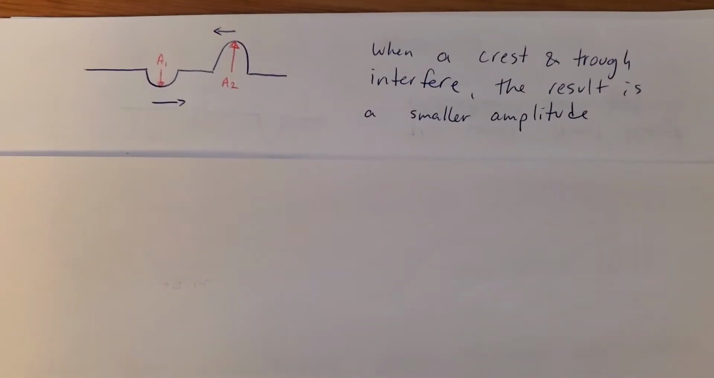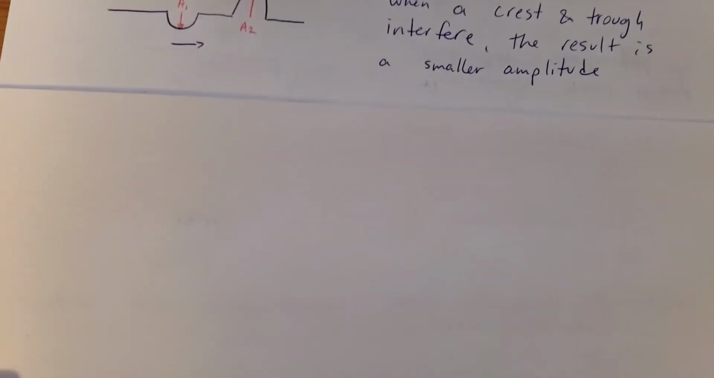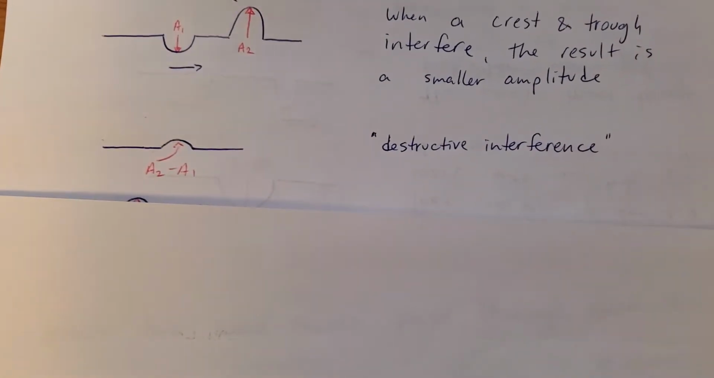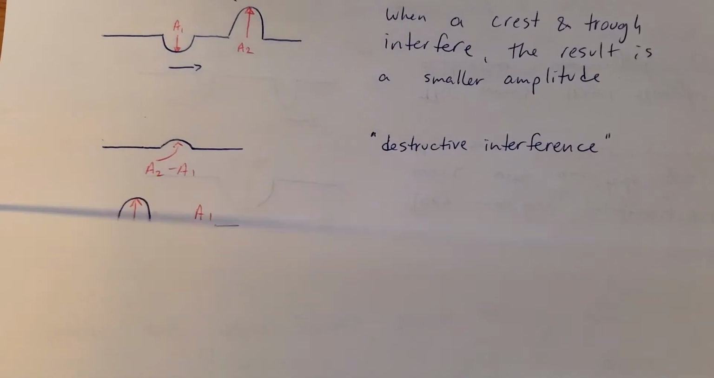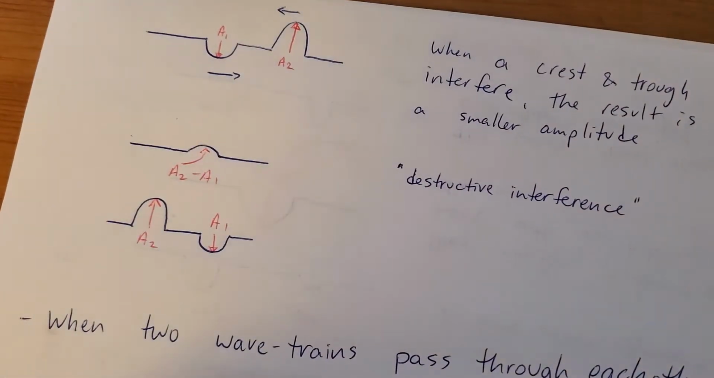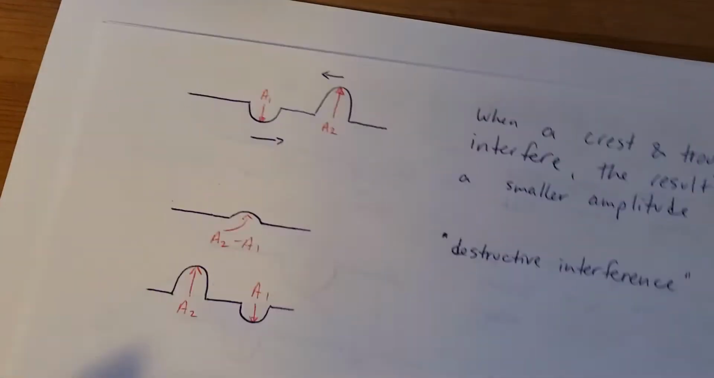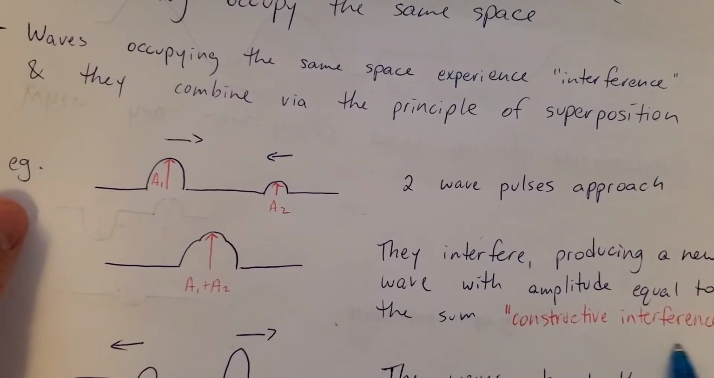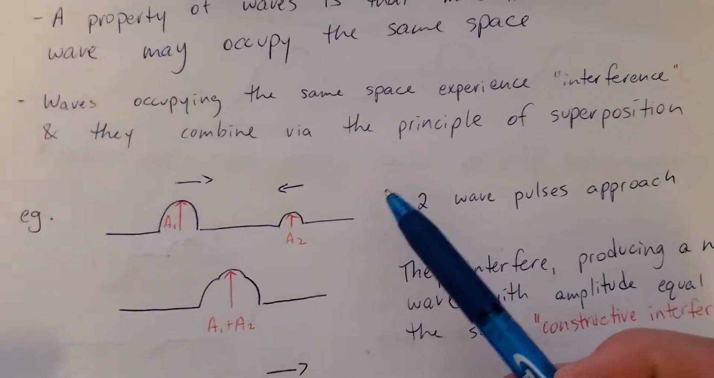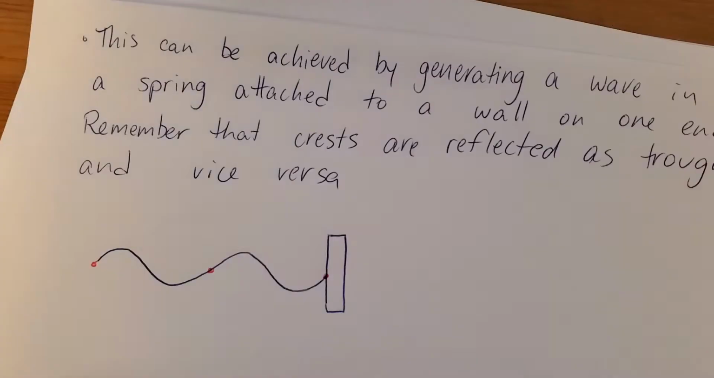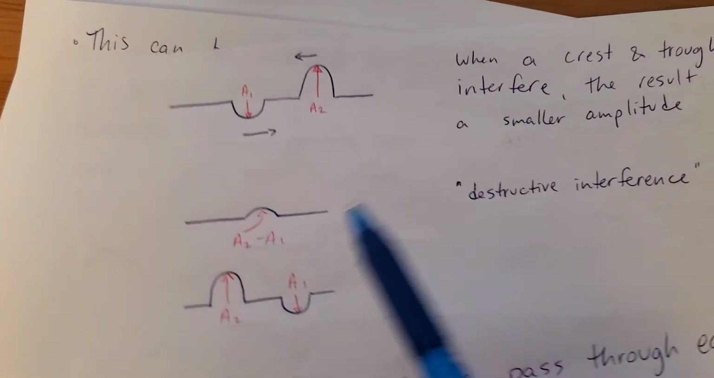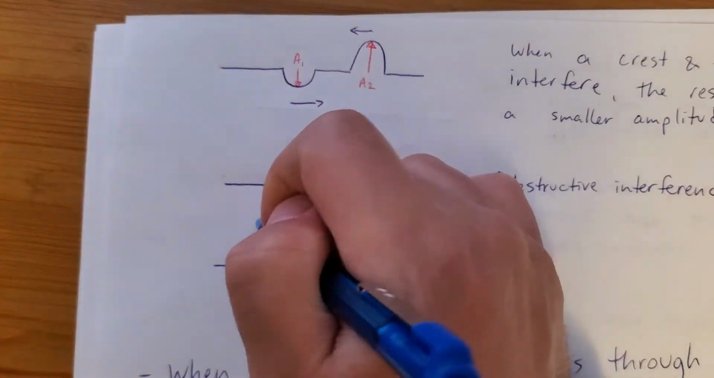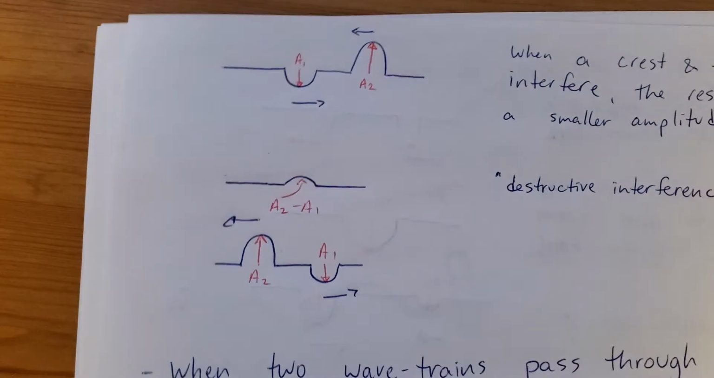Now, if you see a crest and a trough, so one's up, one's down, the result is a smaller amplitude. You just subtract them, and that's called destructive interference. When two crests combine, that's called constructive interference. I think I wrote it down, but didn't mention it. With constructive interference, you get a larger amplitude wave. With destructive interference, you get a smaller amplitude wave. As before, these waves just continue on unchanged after interference.